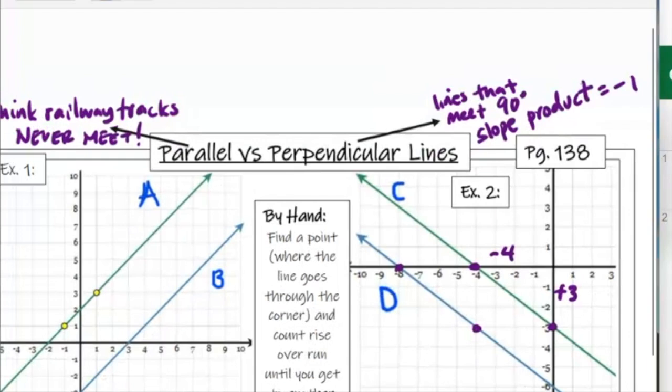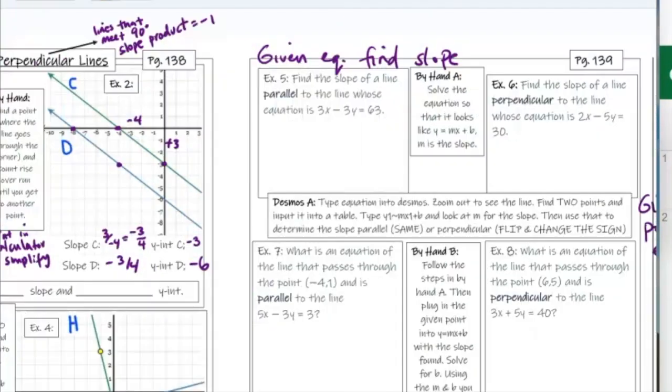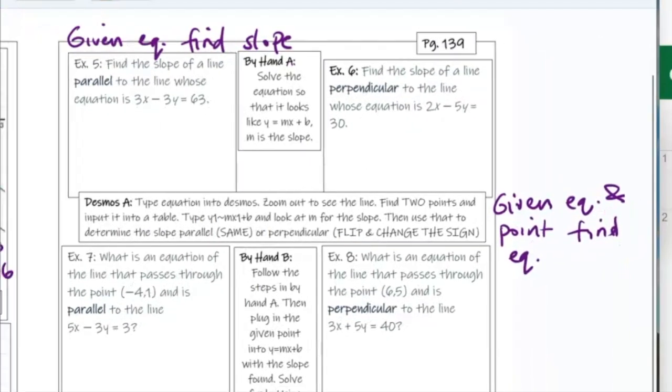Now, there are different ways that they can ask you about parallel and perpendicular lines. Once you understand how to find the slope, there are questions that they can ask you based on it. So we're going to go ahead and write these titles. So example 5 and 6 is going to be given equation, find the slope. So you're given an equation, you're asked to find the slope, whether it's a parallel slope or a perpendicular slope.